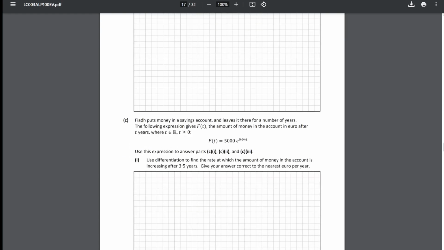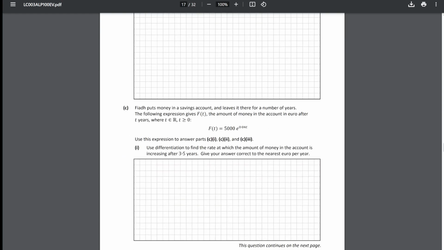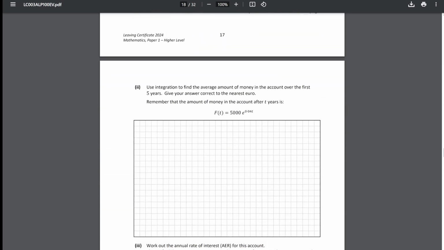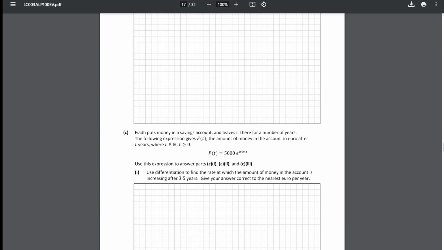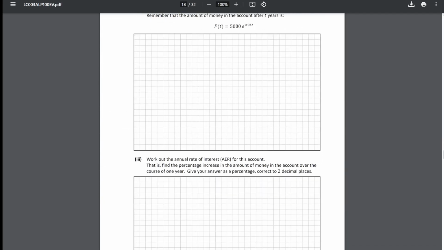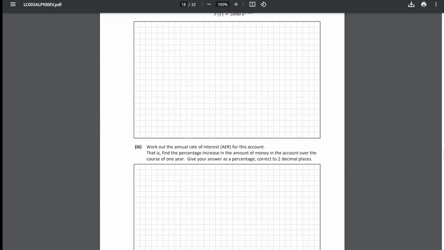Part C, again, standard exponential functions question. Differentiating exponentials, all totally normal. Integration, average value. Anytime you see average and using integration, it's the average value theorem, one over b minus a, integral between a and b. Another thing that I've seen is that they give you a lot of hints. This is also true of the ordinary paper from what I was told. This one again used differentiation to do this, so I feel like they learned their lesson from last year's paper. And then a slightly tricky question at the end to do with finding the annual interest.